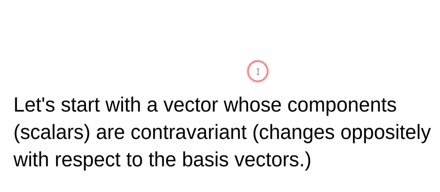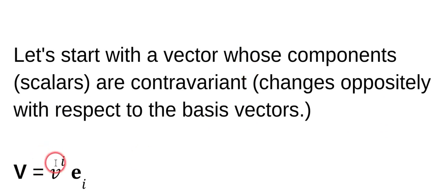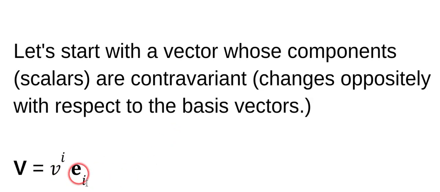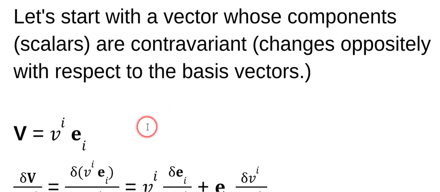Let's start with a vector whose scalar components are contravariant, which you know what that means. They change oppositely to the covariant basis vector. We're using the summation notation, so in 2 dimensions this would be 2 terms, in 3 dimensions 3 terms, in space-time 4 terms, etc.